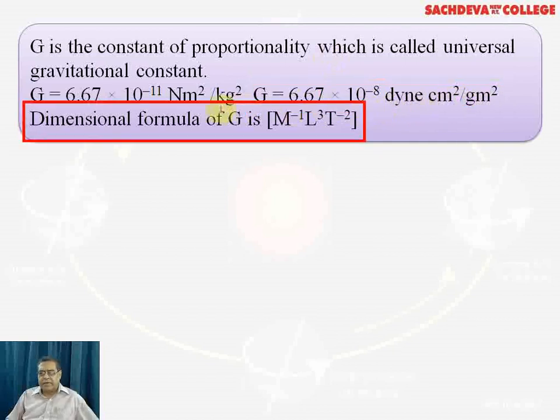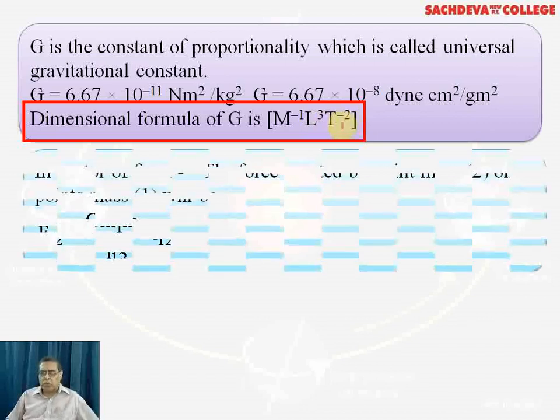If we wanted to find the dimensional formula, then we again consider the formula F is equal to G m1 m2 over r square, and from this equation make the subject as G. So when we calculate G, it will be F r square divided by m1 m2. Then we compute their respective dimensions, and the net formula will become M^-1 L^3 T^-2.